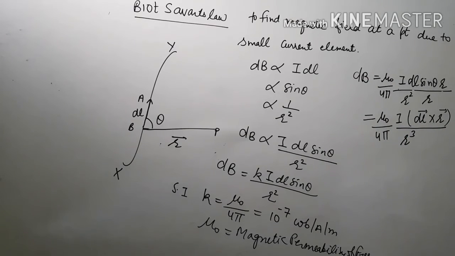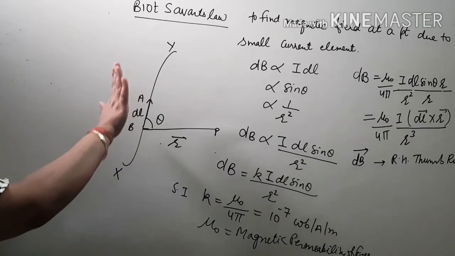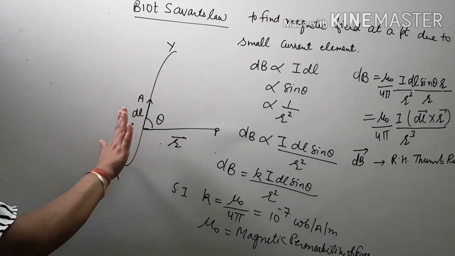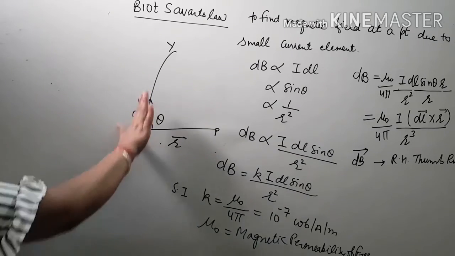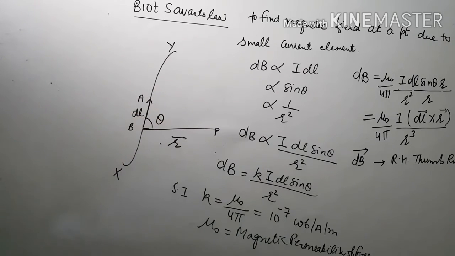As you can see, this is the cross product, so it has magnitude as well as direction, and the direction of the magnetic field is given by the right hand thumb rule. How? Curl the fingers of your right hand from dl to r. This is the direction of dl, and this is r. So take the fingers of your right hand in the direction of dl and curl them in the direction of r. Then the thumb will give you the direction of the magnetic field.